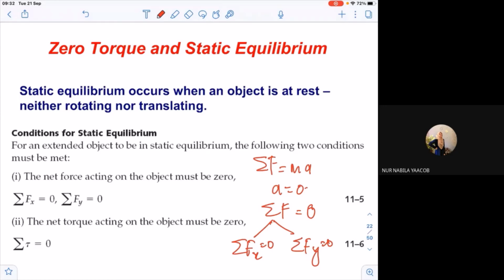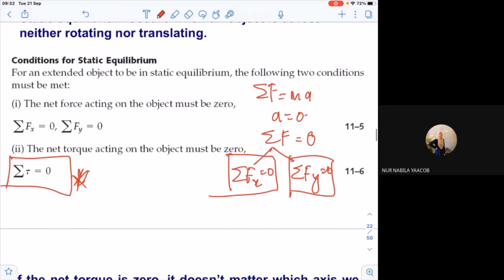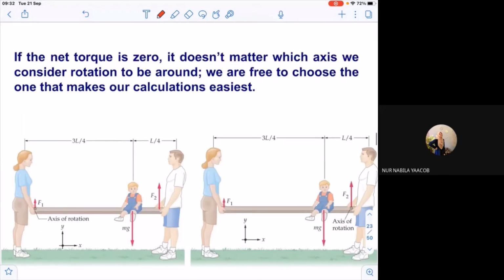Then we can also apply the summation of torque equals to 0. Normally, we will use the summation of torque equals to 0 first, because it lets us calculate the most. But the summation of Fx and the summation of Fy can be helpers to the summation of torque equals to 0. So that's why it's very good to understand this. If the net torque is 0, it doesn't matter which axis we consider rotation to be around. We are free to choose the one that makes our calculations easiest.